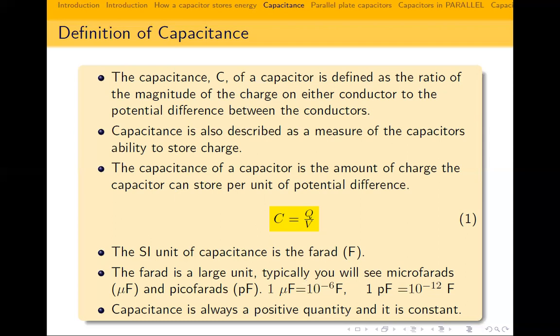So capacitance is always a positive quantity and it is constant. That means for one capacitor, the capacitance remains the same, whether you store more charge or less charge. The value for the capacitance does not change. It changes from capacitor to capacitor, but it does not change within one capacitor.